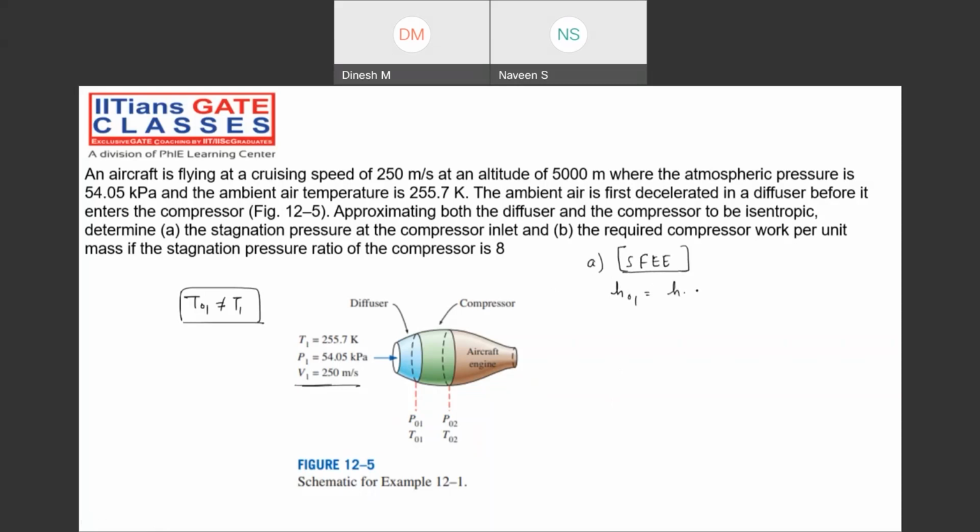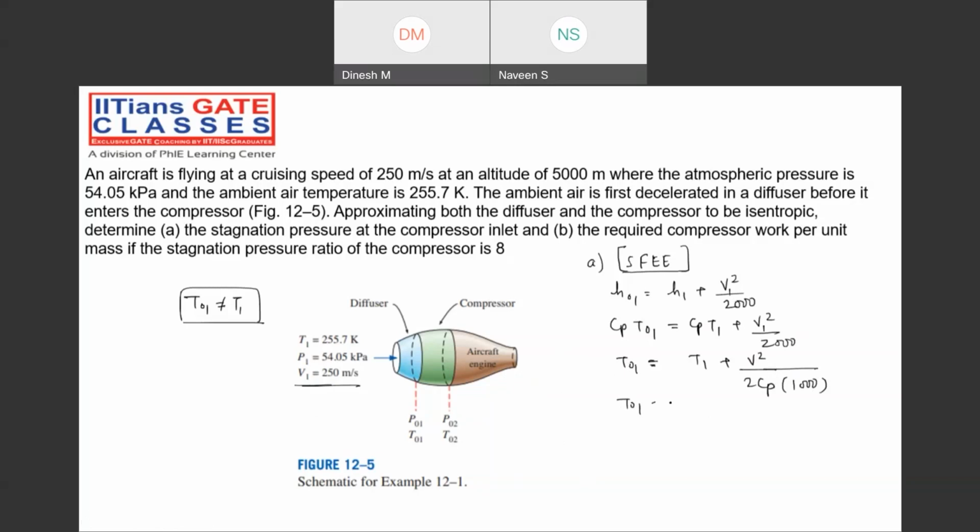H01 will be equal to what? H1 plus V squared divided by 2. So Cp into T01 equals Cp into T1 plus V1 squared by 2, because velocity V1 is given to you. So from here, what is T01? T01 equals T1 plus V squared divided by 2Cp. Of course, we need to divide by 1000 so that the unit is maintained in kilojoule per kg, right? I think you are very well aware of those things, right?